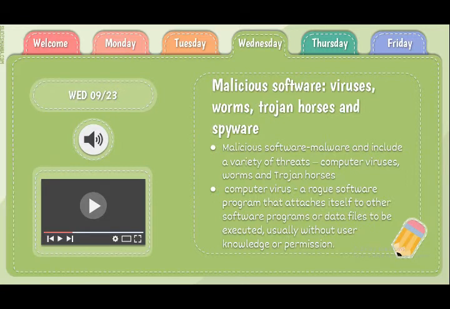Okay, next is malicious software like viruses, worms, Trojan horses, and spyware. Malicious software, or malware, includes a variety of threats like computer viruses, worms, and Trojan horses. A computer virus is a rogue software program that attaches itself to other software programs or data files in order to be executed, usually without user knowledge or permission.